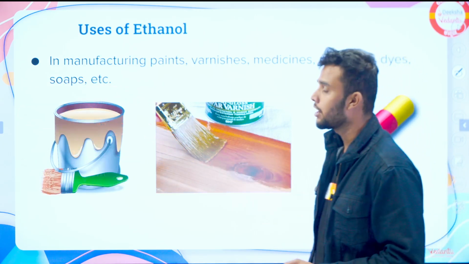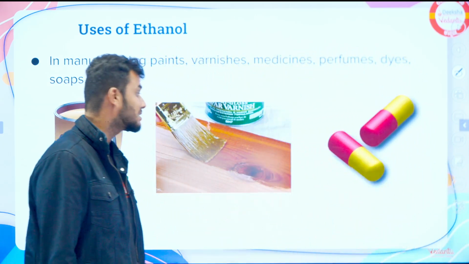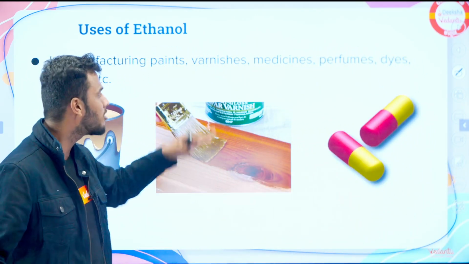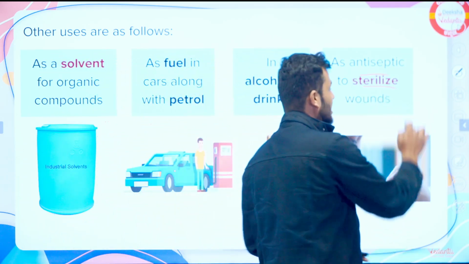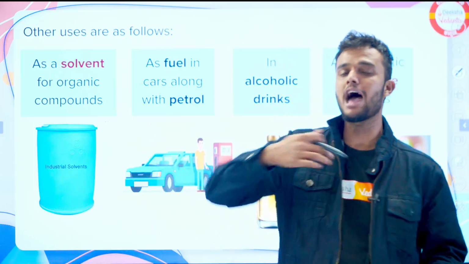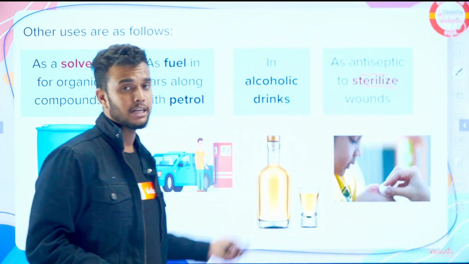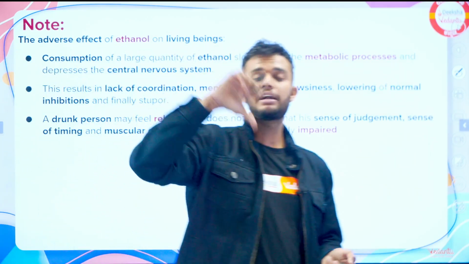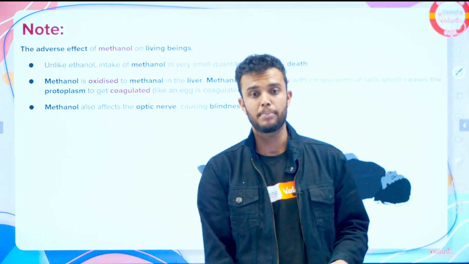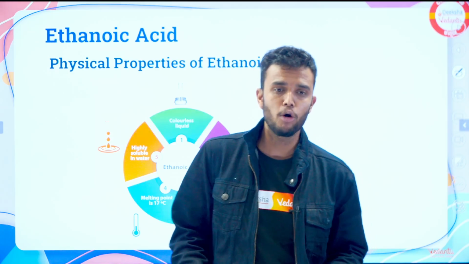Okay, uses of ethanol. We use ethanol in many cases: as an ingredient present in alcohol, medicines, perfume, dyes, and also as an antiseptic and sterilizer. We have many uses. Okay, it is also a solvent for organic compounds. And also, if we drink methanol instead of ethanol, what happens? Something terrible happens, we die. Okay, it is very important, ethanol and methanol.